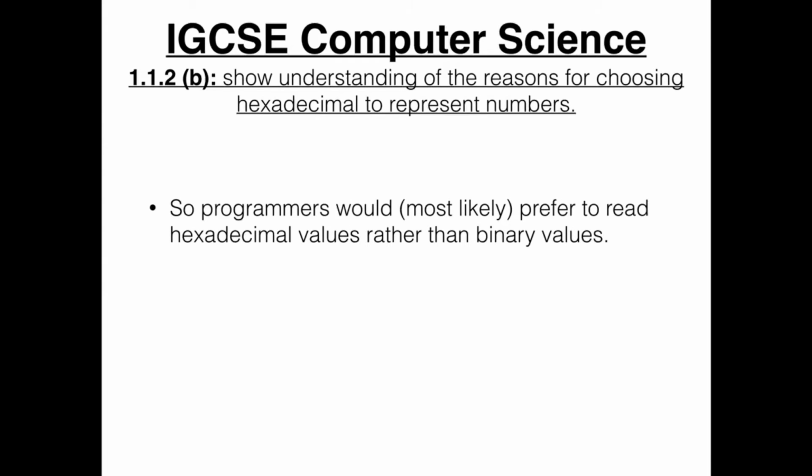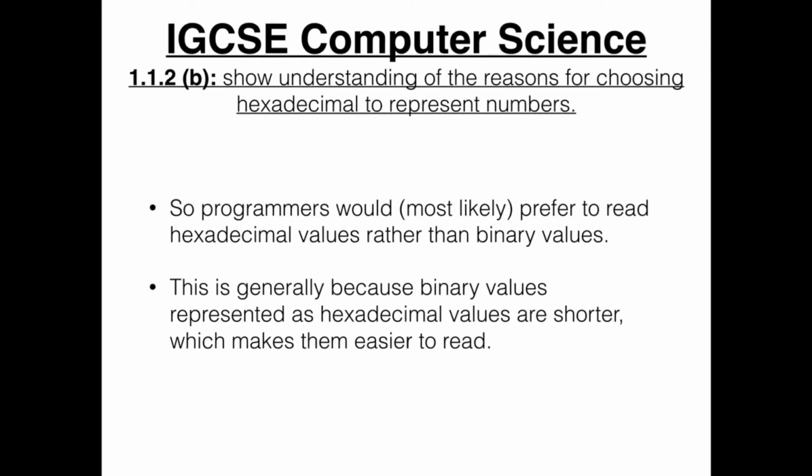So just to recap, programmers would most likely, I'm saying most likely because some people might like to read binary, prefer to read hexadecimal values rather than binary values. And of course, generally because binary values represented as hexadecimal values are shorter, which makes them easier to read as well as work with.